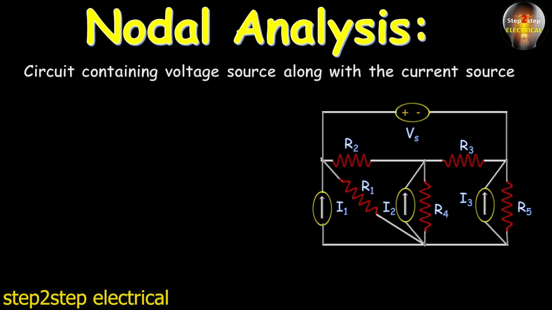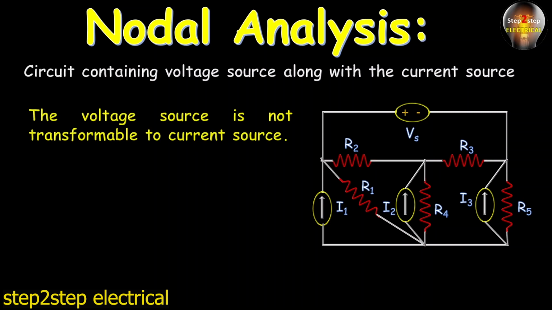So friends, the title of this video is circuit containing voltage source along with the current source, where the voltage source is not transformable to a current source. Why is this voltage source not transformable into a current source? You better know: because there is no resistor in series with this voltage source. That's why it is not transformable into a current source.